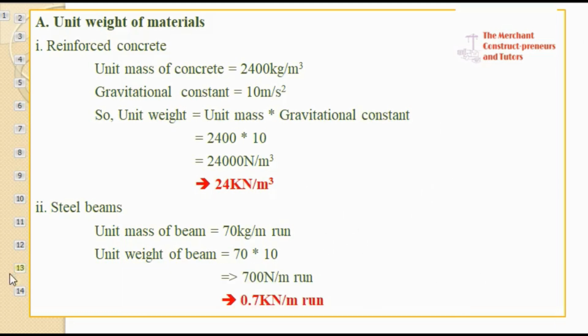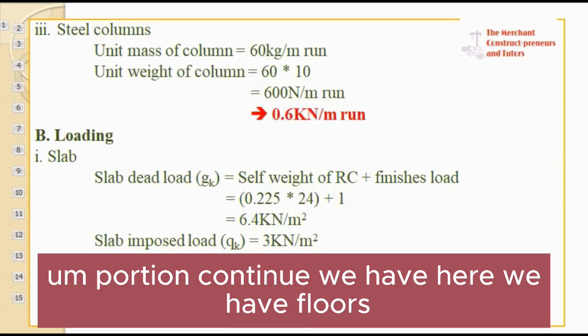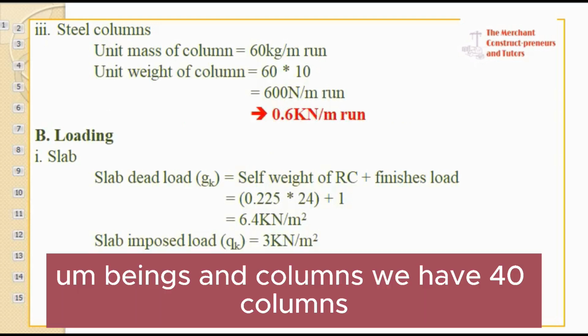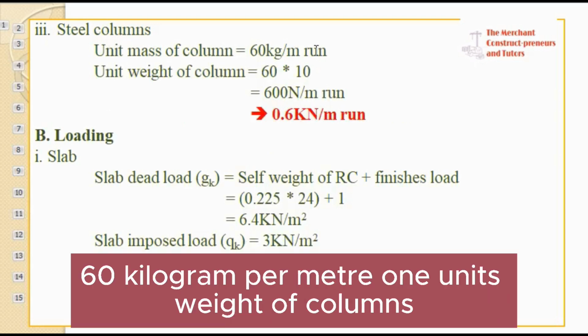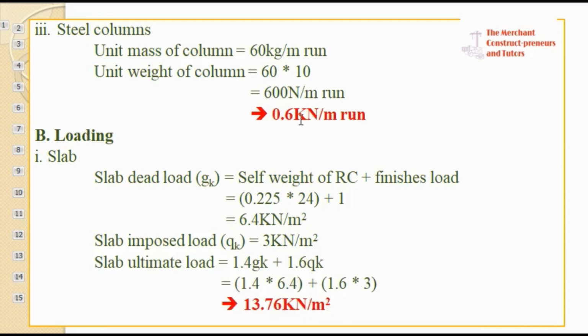So the next portion will continue. We have floor beams and columns. For the columns, the unit mass of column is 60 kilogram per meter run. Unit weight of column is 60 multiplied by 10, from our formula, unit mass times acceleration due to gravity. So we have it at 0.6 kilonewton per meter run. I hope we are understanding. So the first thing we are doing is calculating the unit weight of all these materials.